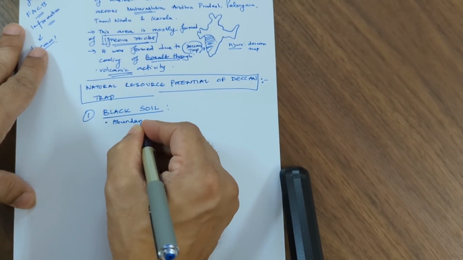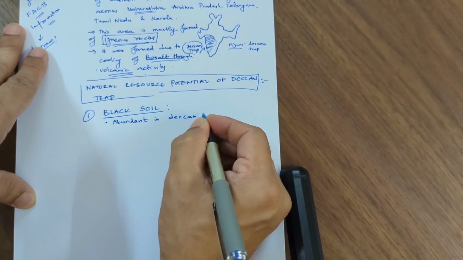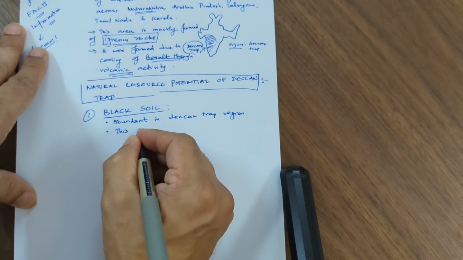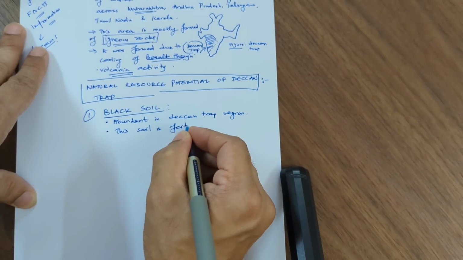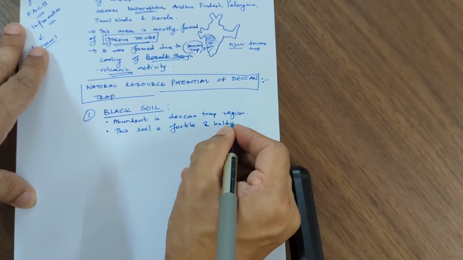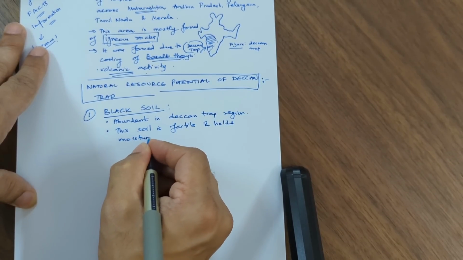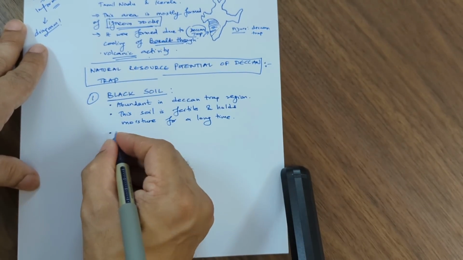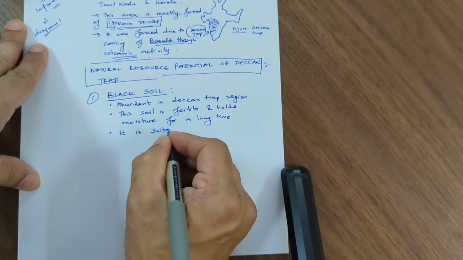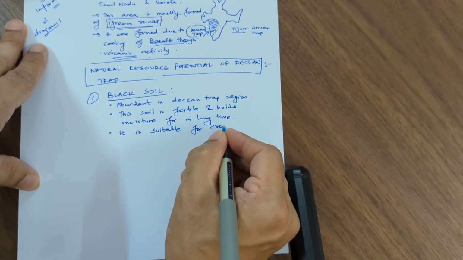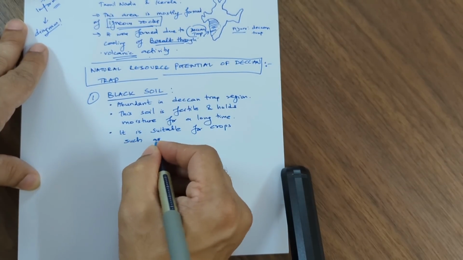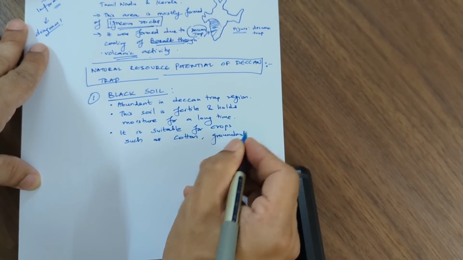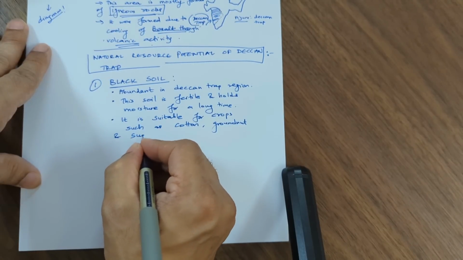Abundant in the Deccan Trap region. This soil is fertile and holds moisture for a long time. It is suitable for crops such as cotton, groundnut, and even sugar cane.